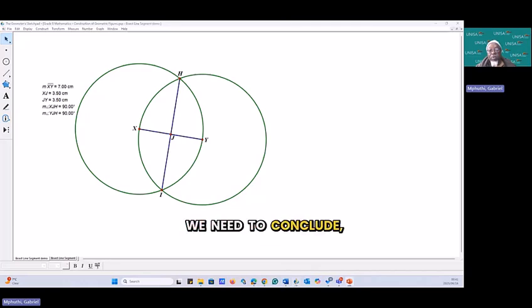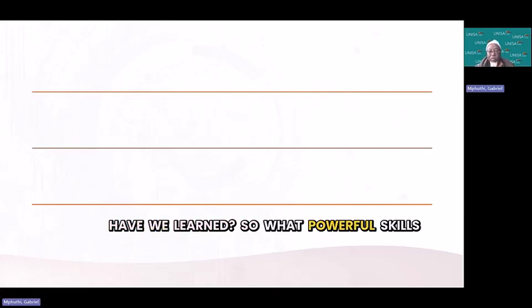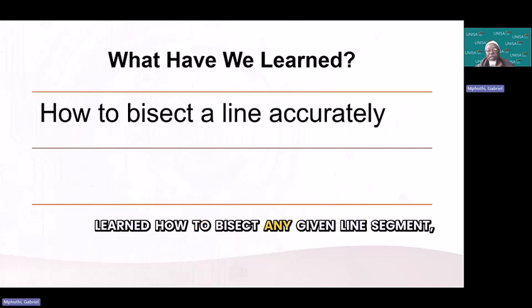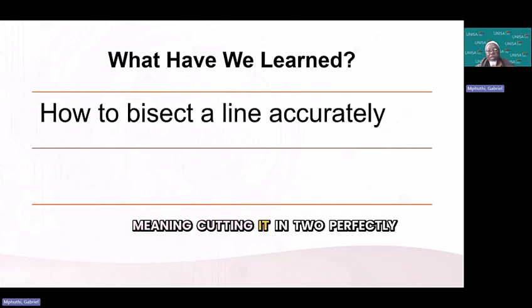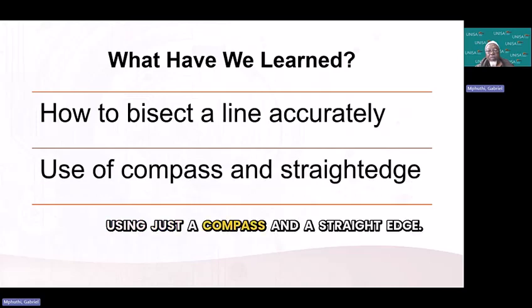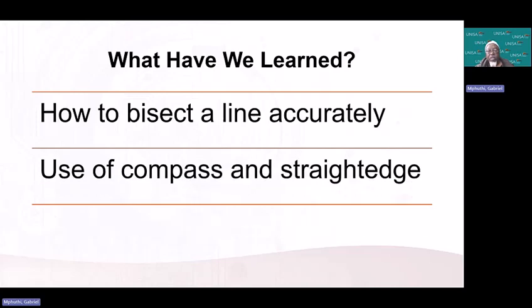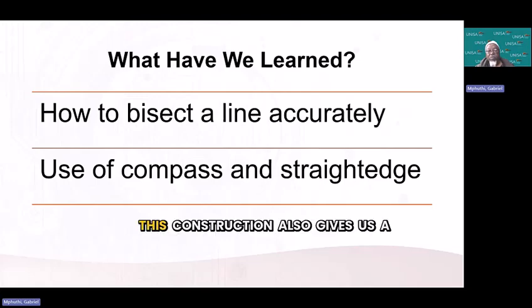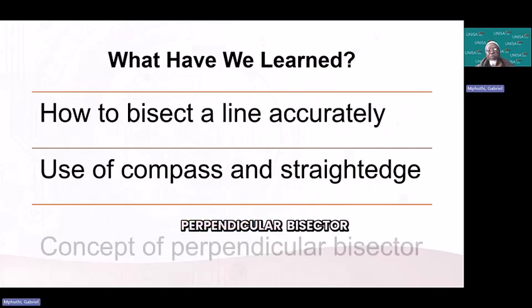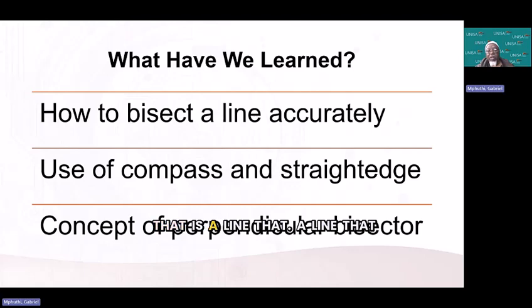Right, now we need to conclude what we learned. What powerful skills did we master today? Hopefully, we learned how to bisect any given line segment, meaning cutting it into two perfectly equal parts, using just a compass and a straight edge. And even better, this construction also gives us a perpendicular bisector. That is a line that not only finds the midpoint but also crosses the original line at 90 degrees.